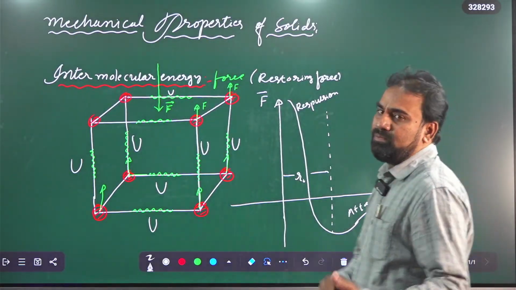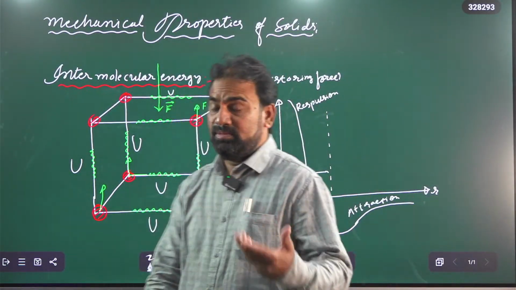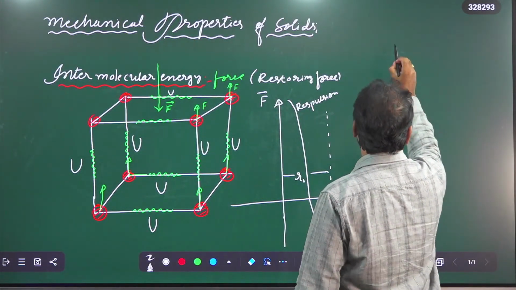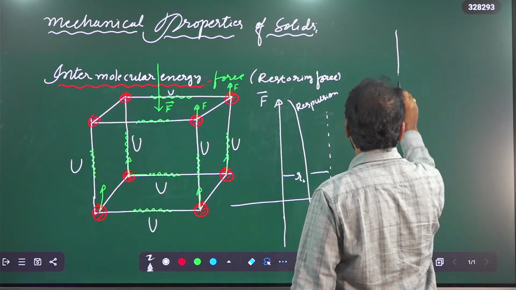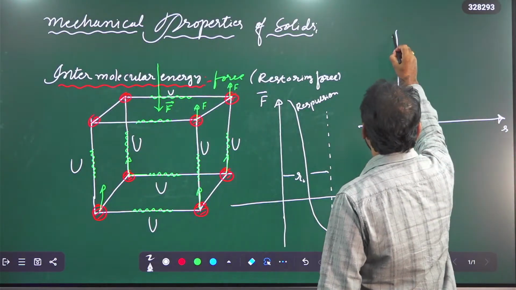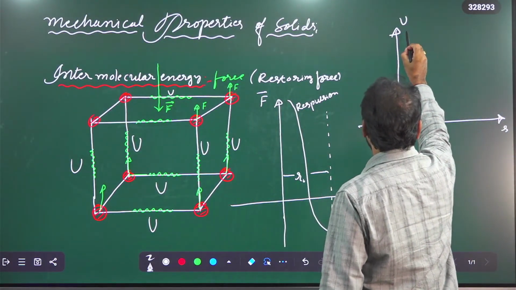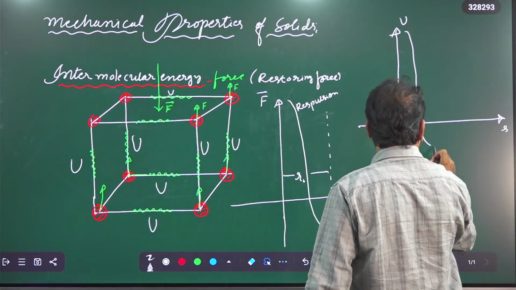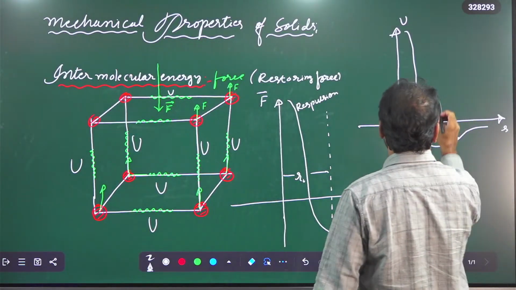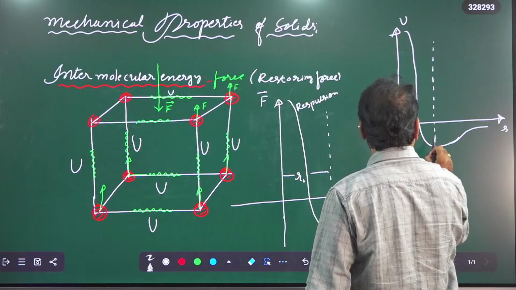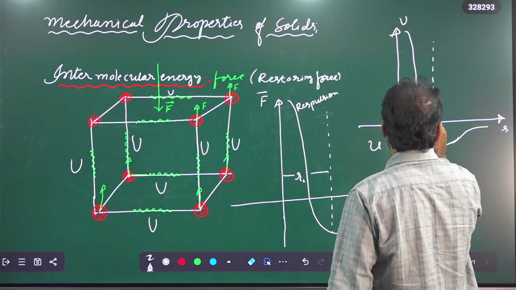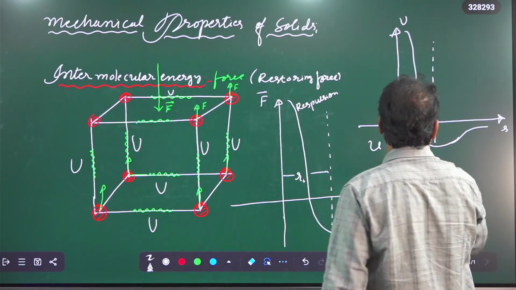So how does the potential energy change between the molecules? The potential energy changes like this with respect to distance. It gradually decreases, and it is minimum at this point, U minimum. Then it increases again. This is the distance between the molecules, R naught.